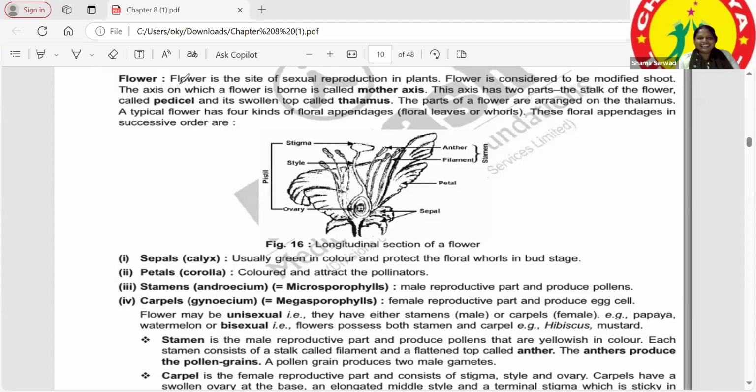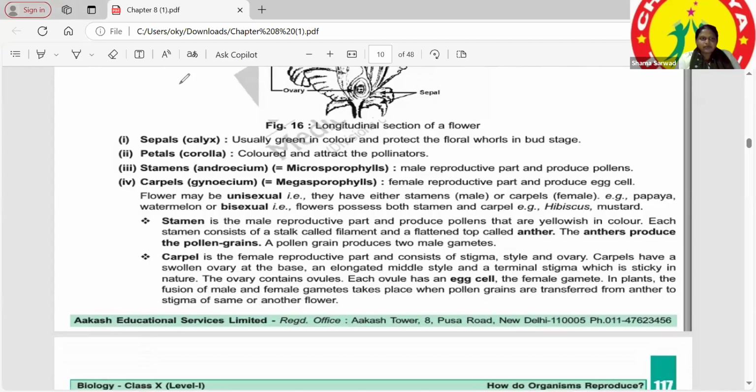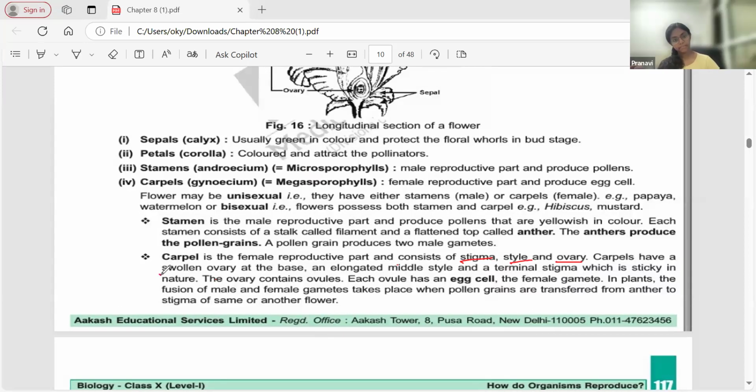Heredity, yes. We have seen about the stamen just now. Now we are going to learn about the carpel. So what is a carpel? It is the female reproductive part and consists of stigma, style and ovary. The carpel has a swollen ovary at the base, here it is, you're able to see. An elongated middle style, it's a tube, and a terminal stigma, which is sticky in nature.